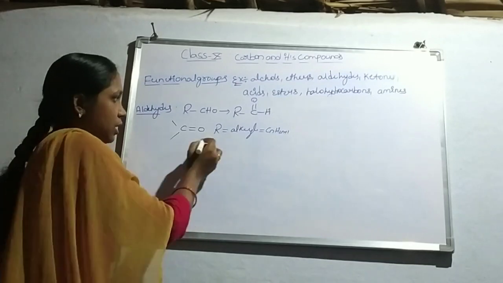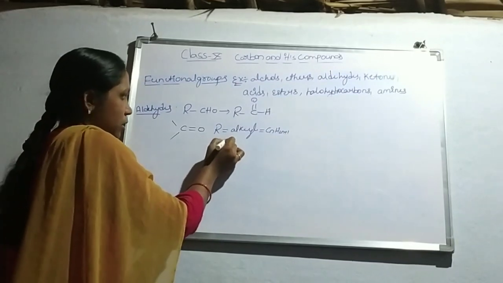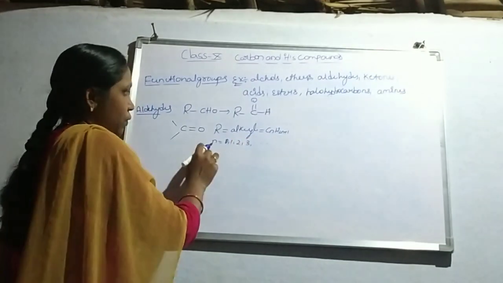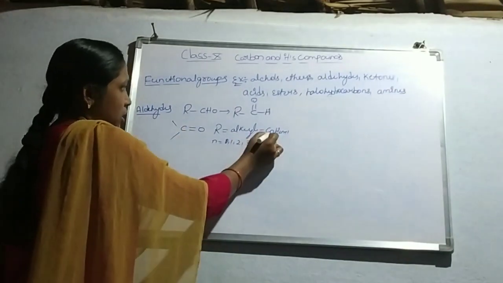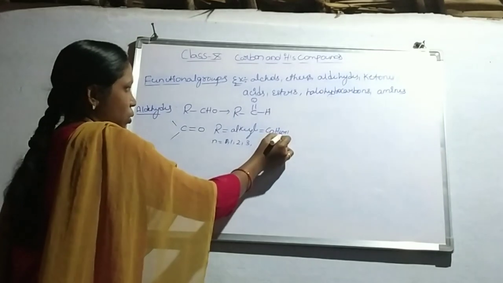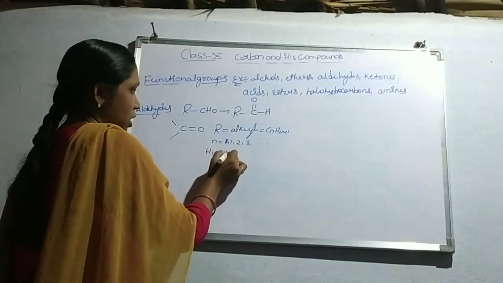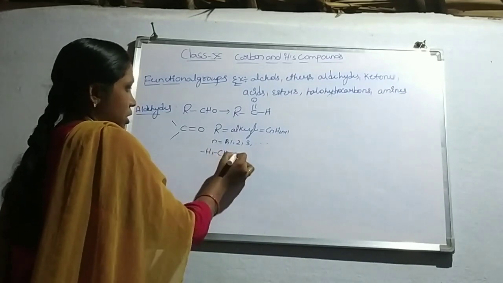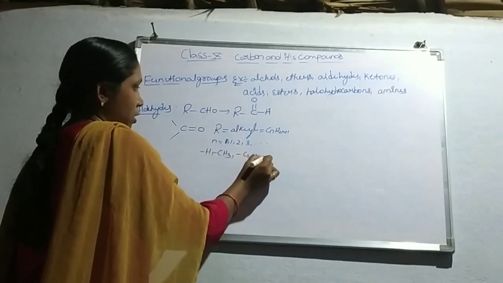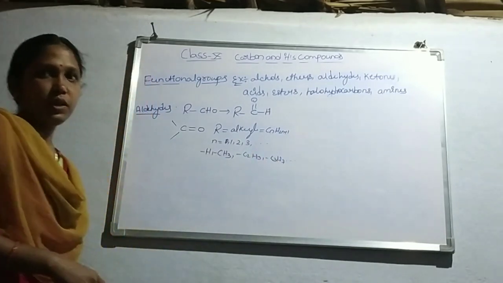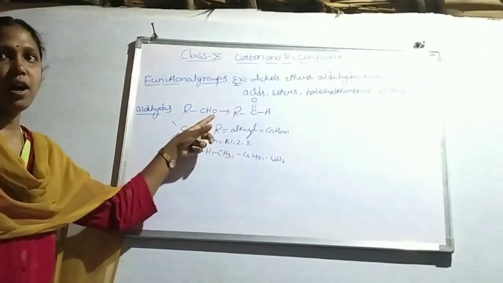But here n starts from 0, 1, 2, 3, and so on. If you put 0, that means C0, H2 times 0 plus 1. That means H, CH3, C2H5, C3H7.